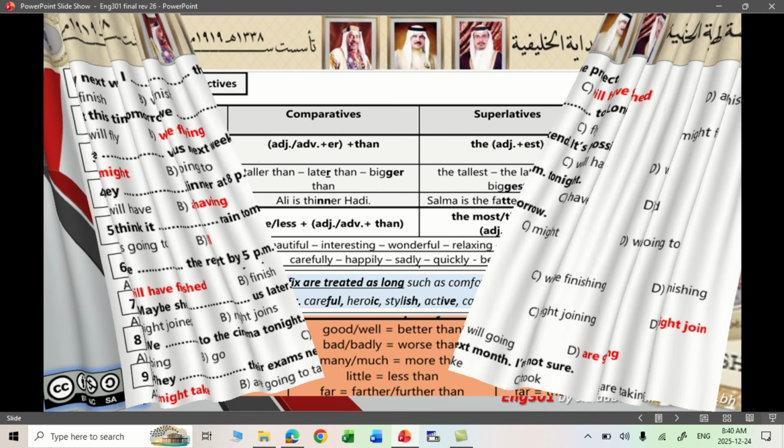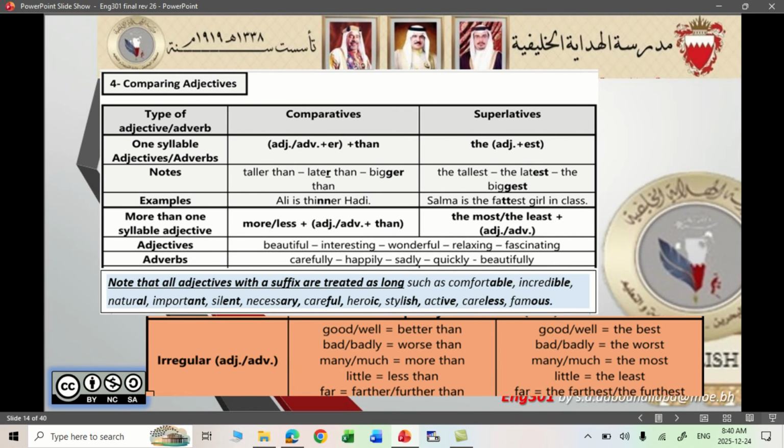The next grammar point is very simple and isn't new for you at all. It is the comparatives and superlatives, the comparison of adjectives and adverbs as well. I'm sure you remember that when we are comparing two things or two groups of things or two people or whatever, we use the er plus than, okay? And when we are talking about more than one person, we use the plus the est.